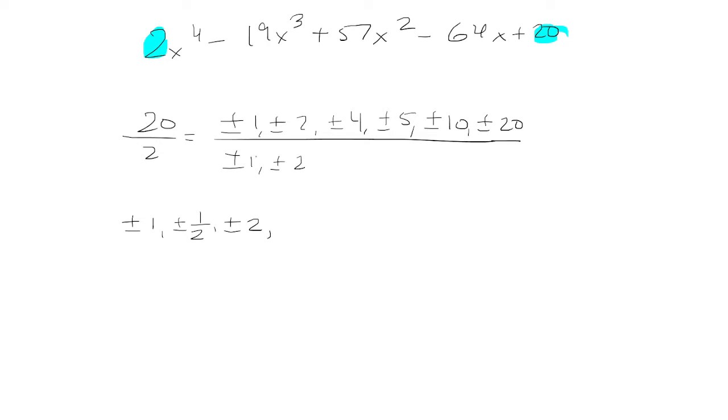Now go on to 4. 4 over 1, and then 4 over 2 is 2, which we have already. Then we have 5 over 1, and then 5 over 2. Next, 10 over 1. 10 over 2 is 5, which we have. 20 over 1, and then 20 over 2 we already have.